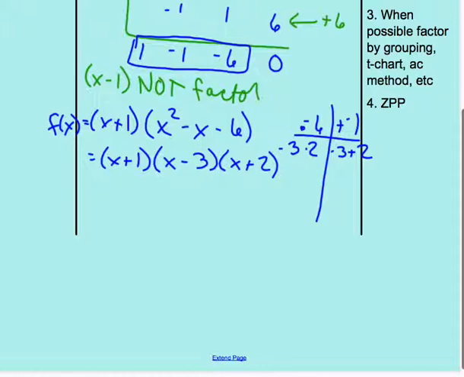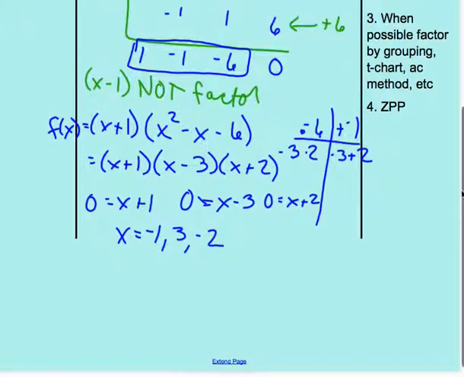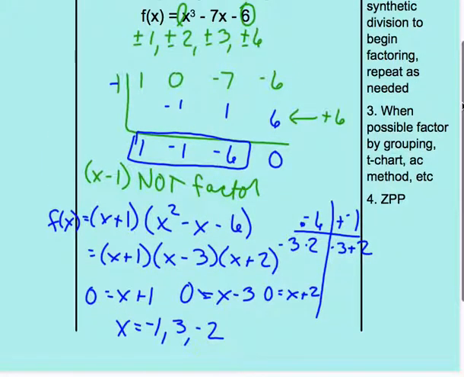So this is where step 4 comes in, the zero product property. Set each piece equal to 0 after you finish your factoring, and solve for your zeros. So in this case, our zeros are negative 1, positive 3, and negative 2. Now notice, all 3 of those numbers are in the list that we started with. But again, I want to reiterate, not all of the numbers in the list are zeros of the function.